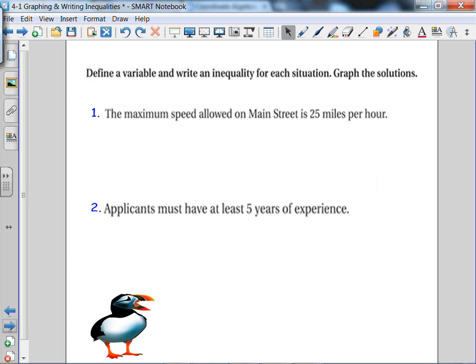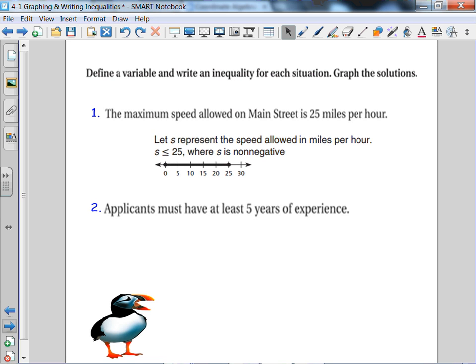On the next screen, I want you to do these 2 as well here. Define a variable and write an inequality for each situation and graph the solutions. Number 1 says the maximum speed allowed on Main Street is 25 miles per hour. And so this is what we would get for the answer there. We would let S be less than or equal to 25 miles per hour. Obviously, it would not be negative also.